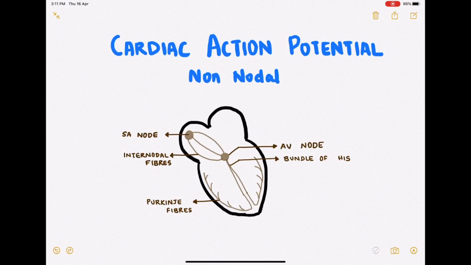The action potentials generated in the nodal tissue, commonly the SA node, has to be conducted to the entire cardiac muscle mass. From the SA node, the action potential is conducted to the entire atrial muscle mass, and meanwhile it is conducted to the AV node via the intranodal fibers. From the AV node to the bundle of His, to the Purkinje fibers, and to the ventricular muscle mass. This is the pathway of conduction.